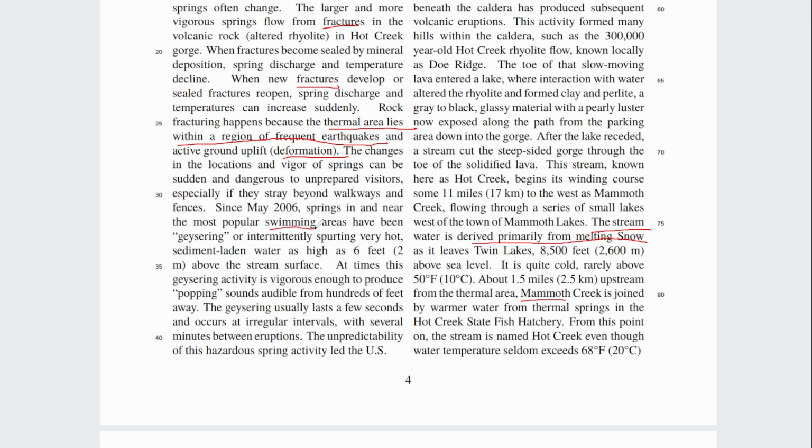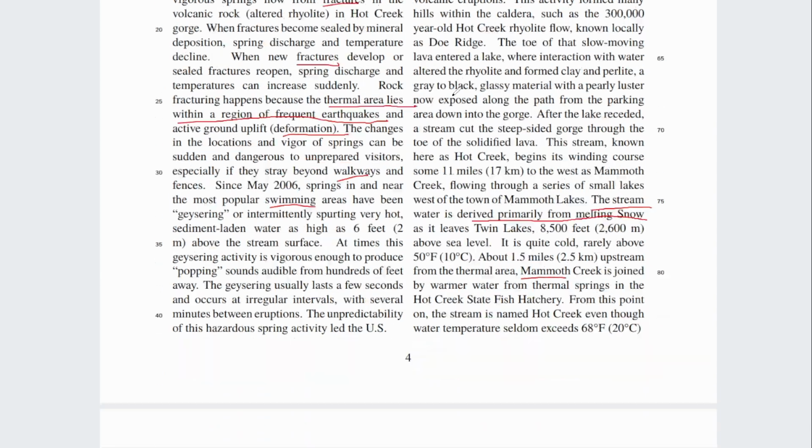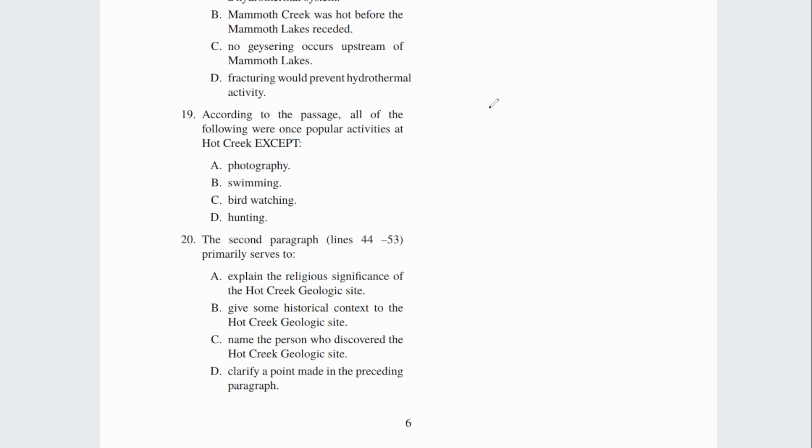So we see, okay, it's popular swimming. There are walkways that you can go to. And oh, the attractions of Hot Creek, even up here earlier: fishing, swimming, hiking, bird watching, and photography. Okay, fishing, swimming, hiking, bird watching, and photography. And be careful, because this is an except, right? We need to make sure that we mark off all the correct answers and circle an incorrect answer, basically, right? So photography, swimming, bird watching were all correct answers. They were all popular activities. And the one that wasn't was hunting. Hunting was nowhere to be found.